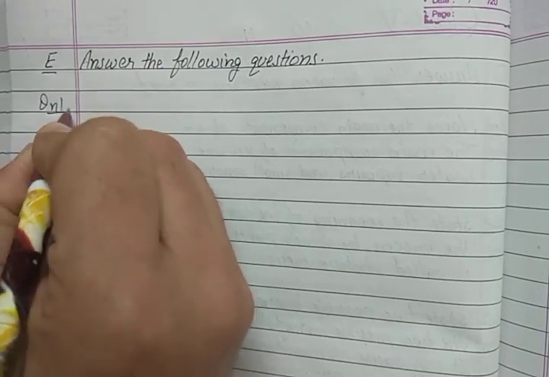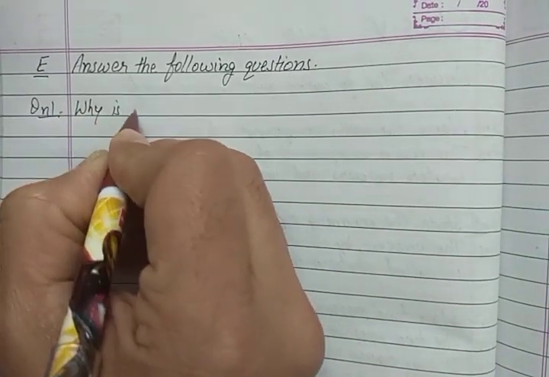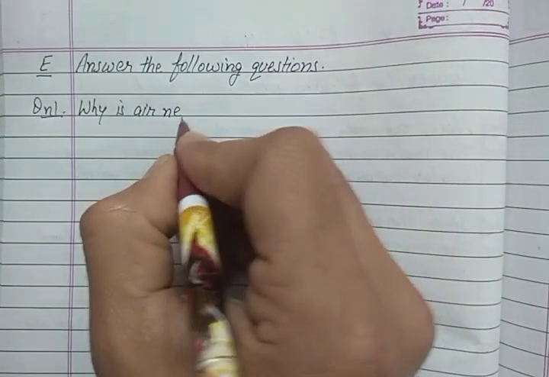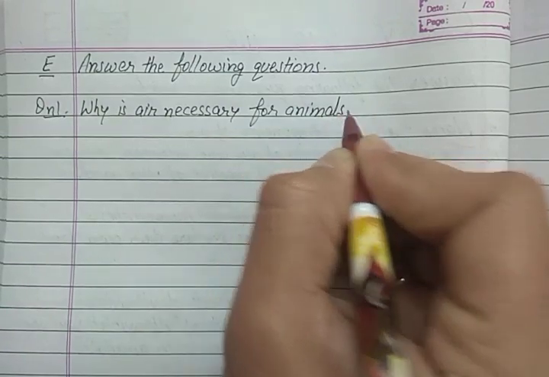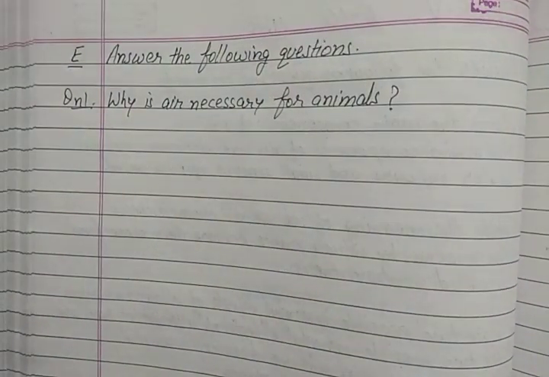So the first question is, why is air necessary for animals? All of the animals including human beings need oxygen to live, and they all need this oxygen every minute and second of their life. So they take oxygen from the air through the process of breathing, and also the oxygen present in the air is used to produce energy from the food that is eaten. So that's why the air is necessary for animals.